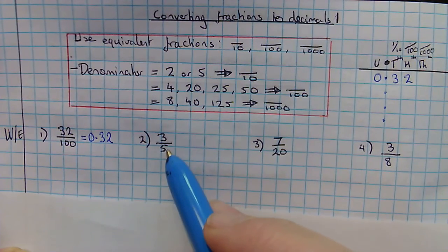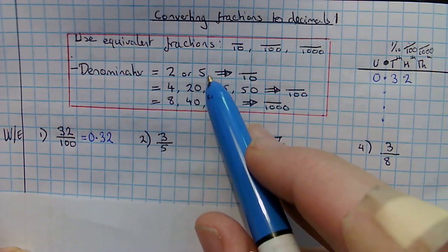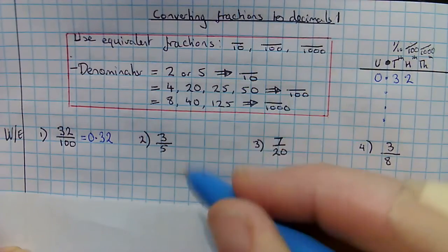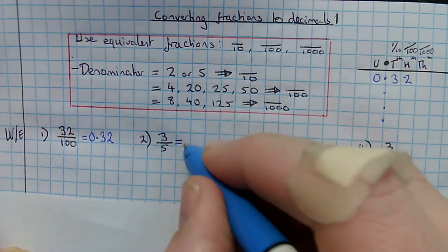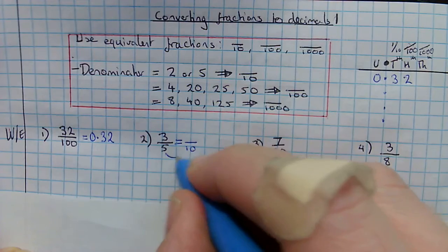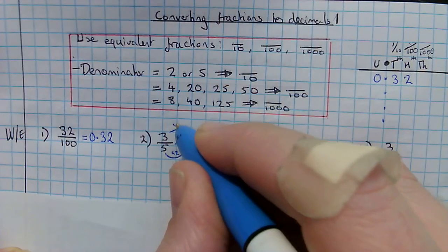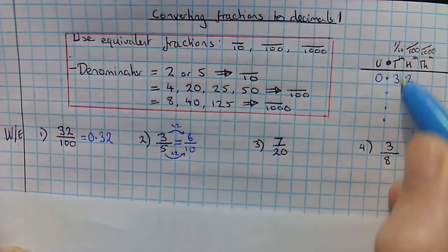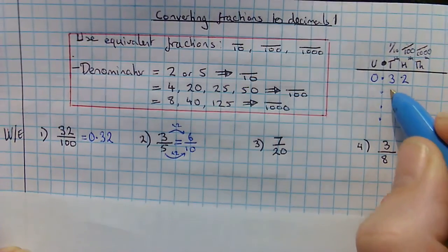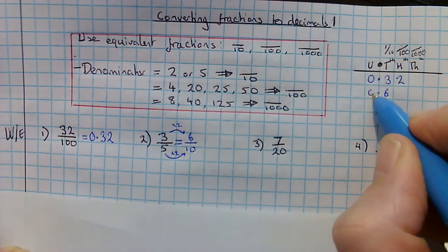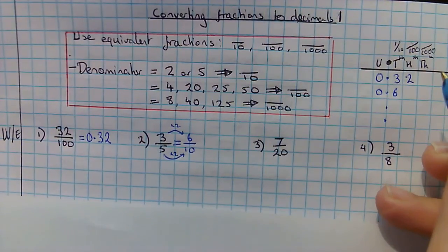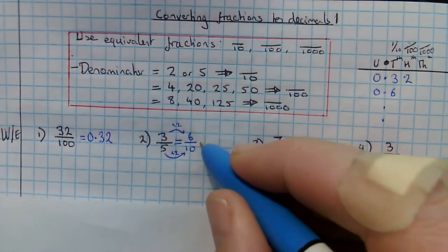Here, I've got 3 out of 5. Now, we look at our rules up here. 5 goes into 10, so I'm going to change this to a fraction out of 10. That means I'd have to times by 2, so I'm going to need to do the same up here. Times by 2 would have given me 6 out of 10. So looking up here at my tenths column, the 6 goes in there, I need to put my 0 in the units column, which is going to give me 0.6.